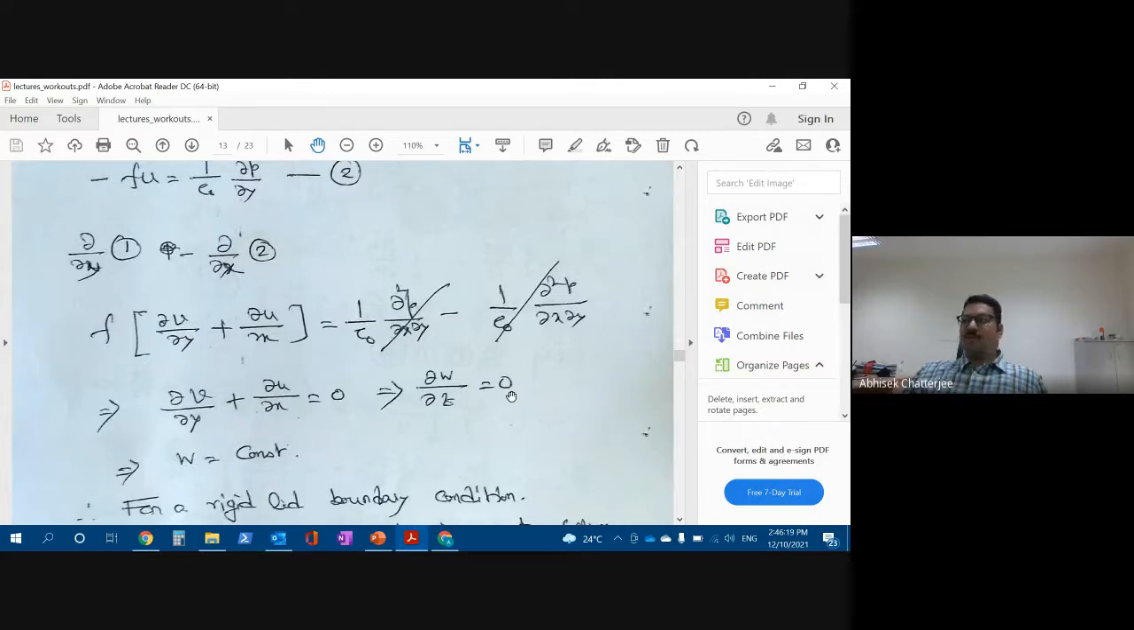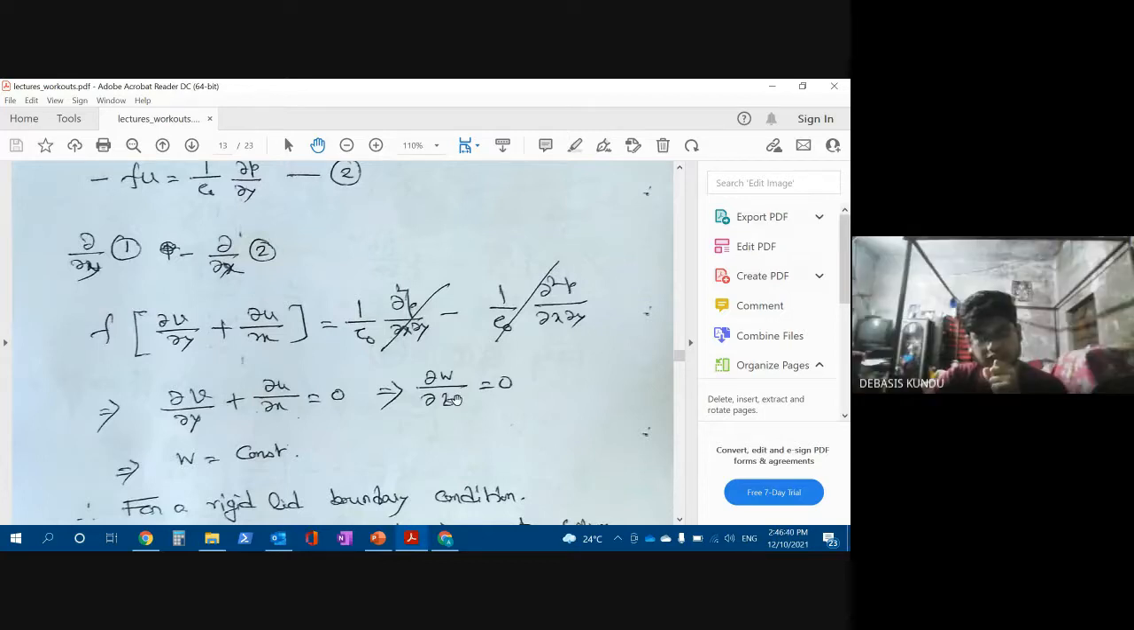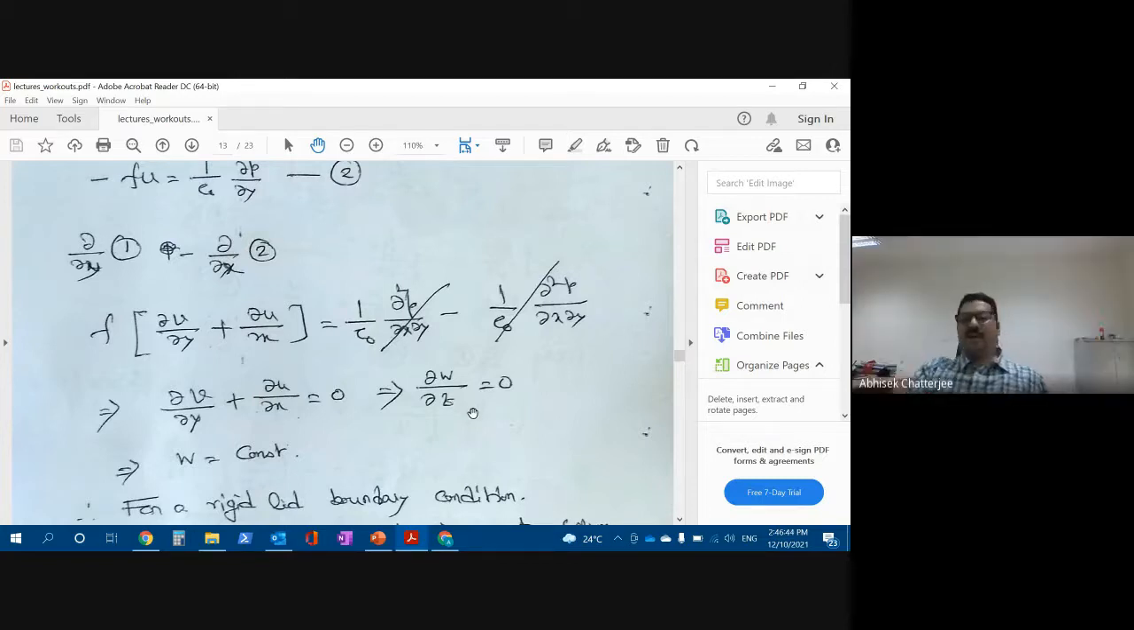Are you following? Because I cannot see anyone and nobody is responding. Yes, sir. Yeah. So it means what? ∂w/∂z equals 0. It means that w is constant with respect to z. Sir, we are taking incompressible fluids. Yeah, we are assuming incompressible fluid.